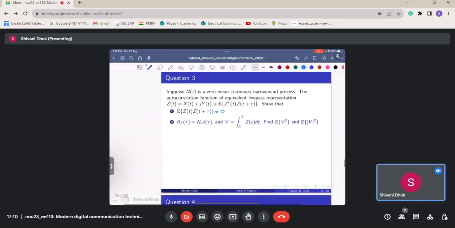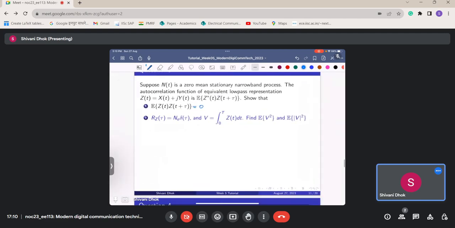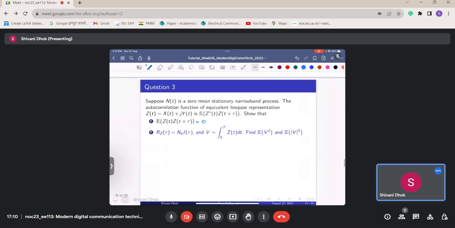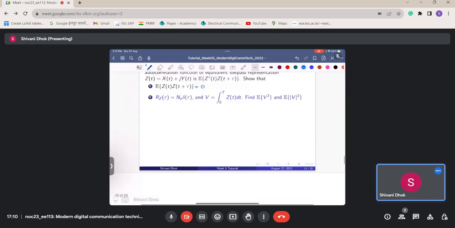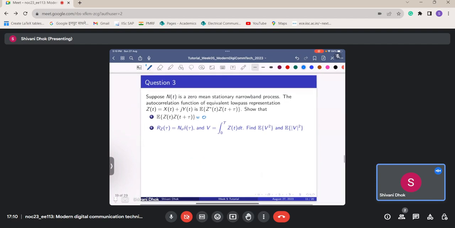Now let us see what we need to look at next. What is being asked is, we have been asked to solve these two things, and we have been given this autocorrelation function. Rz of tau is N naught delta tau, and v is given as the integration from 0 to T of z(t), and we need to find this expectation of v squared and expectation of magnitude v squared. Okay, so now let us solve this thing.